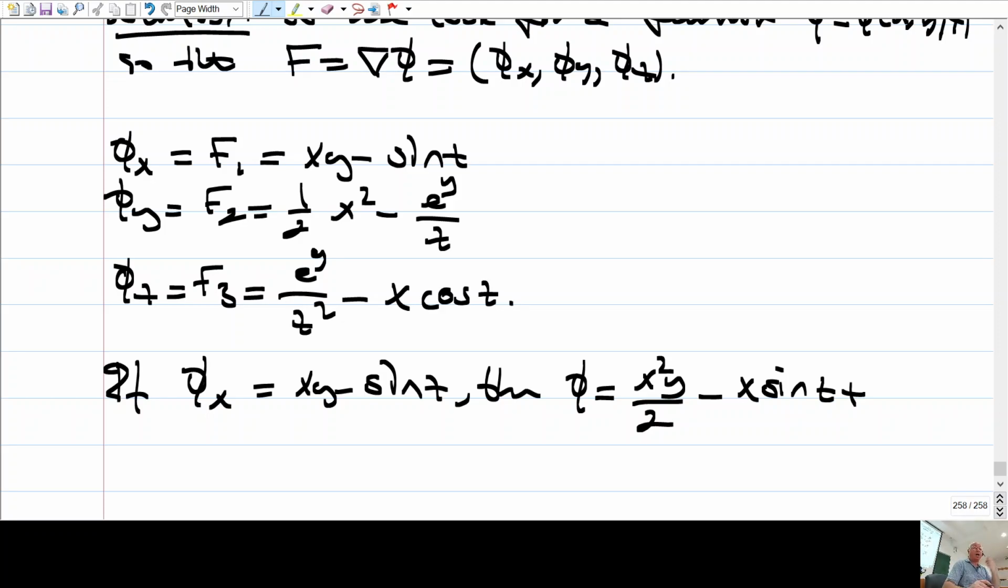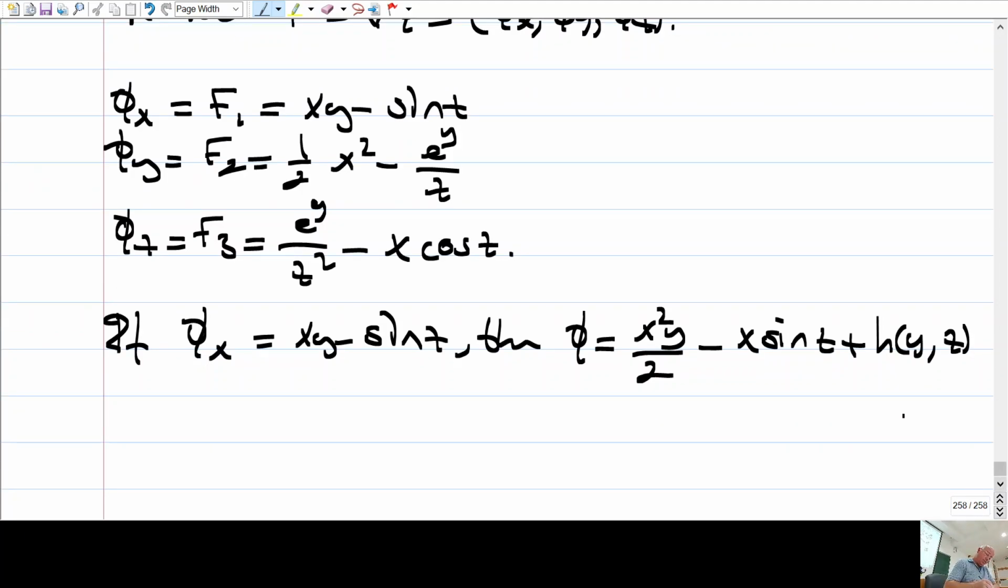However, I regard y and z as constants. Therefore, this constant function, whatever it is, may have y and z in it. So there is some h which satisfies this, where h of y, z is to be determined.